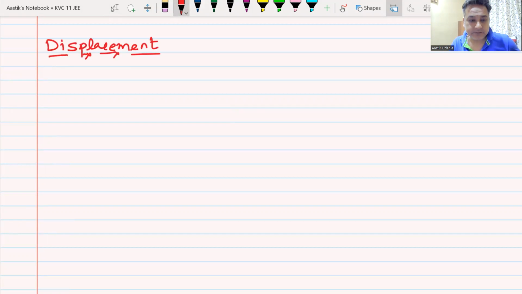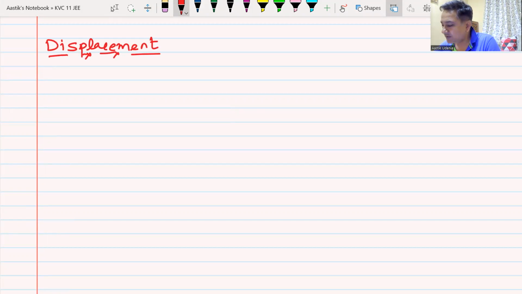The shortest distance from initial point to final point, sir. Displacement. Everyone knows this, right? Shortest distance covered in one direction. It cannot be in the other direction, right? That is clear.